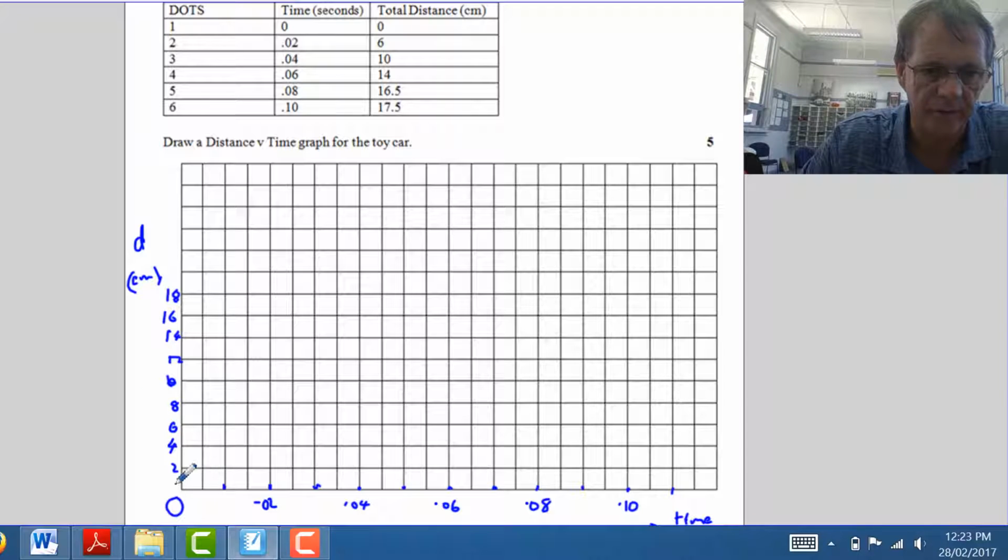So based on that, your first dot point there, or should be done as a cross, is 0, 0 there. You've got 0.02 and 6 there as a cross. You've got 0.04 and 10. Hard to do this exactly. 0.06 and 14. 0.08 and 16.5, which is around there. It's about a quarter of the way up. And for the 0.10, you've got 17.5, which is in that 3/4 mark of that square.